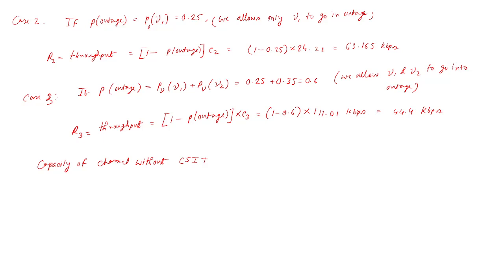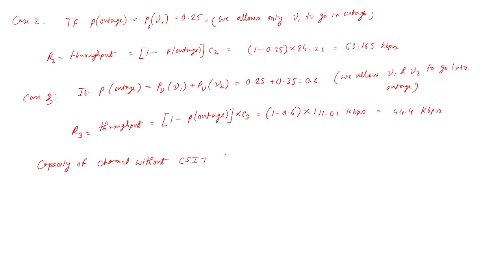But it turns out, since your probability of outage is significantly high, your average throughput, the data rate at which you can reliably transmit over time, comes out to be less than the second case. Although your instantaneous capacity will be high, it will be high only for 40% of the time. 60% of the time there is a chance of communication failure.